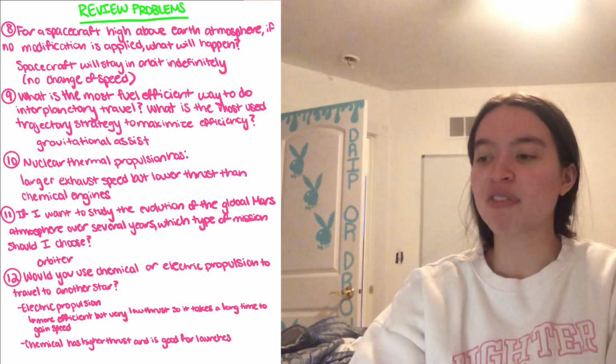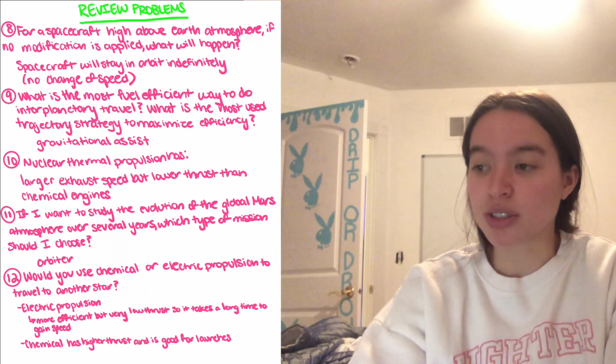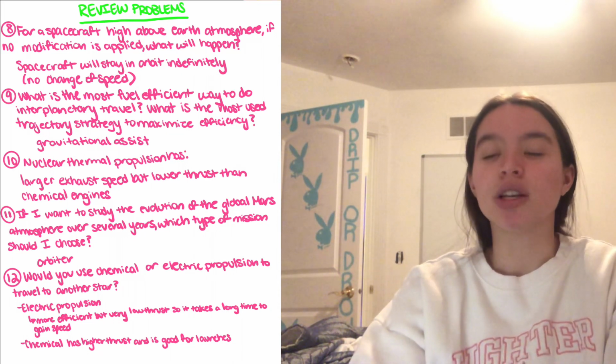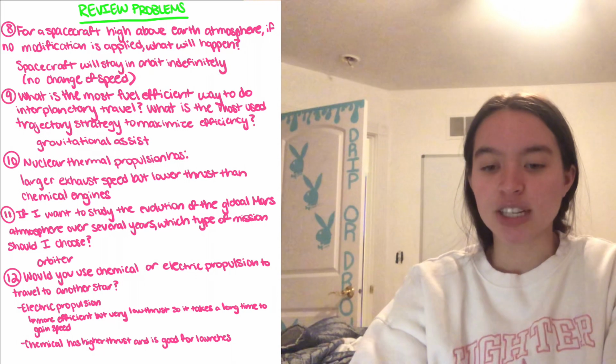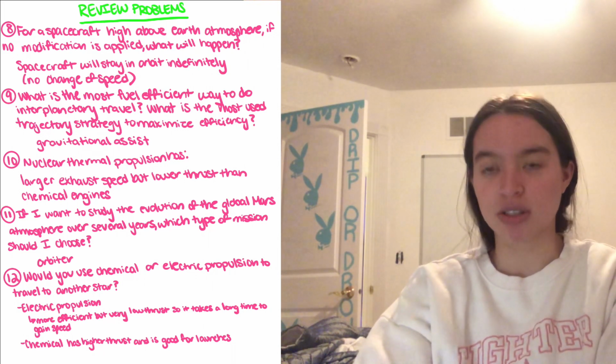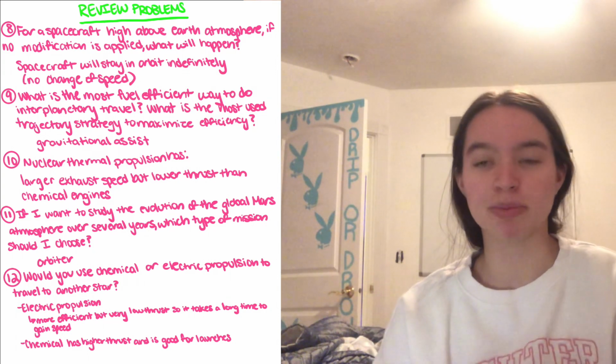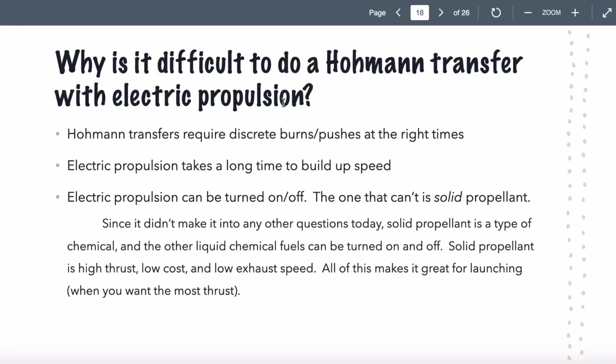Next question. If I want to study the evolution of the global Mars atmosphere over several years, which type of mission should I choose? You should choose an orbiter. Next question. Would you use chemical or electric propulsion to travel to another star? You would use electric propulsion. Chemical is good for launches because it has a higher thrust. Why is it difficult to do a Hohmann transfer with electric propulsion? Hohmann transfers require discrete burns and pushes at the right times, and it also takes a super long time to build up speed.